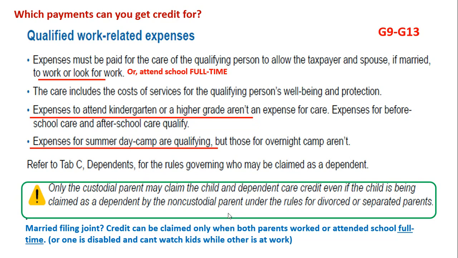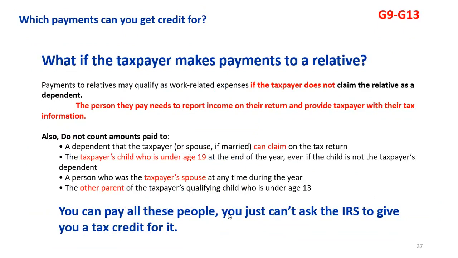The only people that can take the credit are the custodial parents. So whoever the child lives with gets to take the daycare credit. You can pay a relative to watch your family members. Of course, you can pay whoever you want, but the IRS is not going to give you a tax credit for all your relatives. If you're paying somebody to watch your children and you can claim that person as a dependent, you can't take the credit.